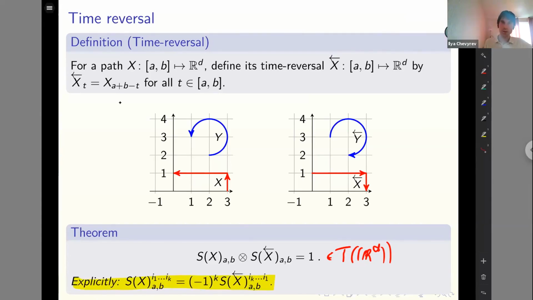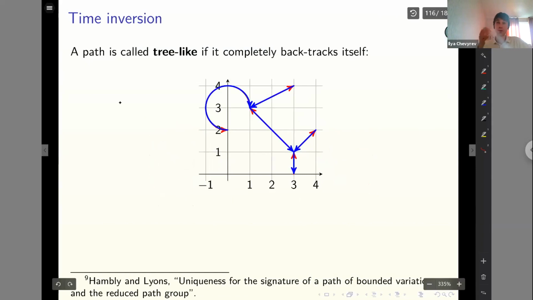Okay, so this is what happens under time reversals. What happens if you combine time reversals with Chen's identity is quite a nice property. This links in with something that I mentioned already a couple of times, this tree-like equivalence relation. We're going to call a path tree-like if it completely backtracks onto itself every time it moves somewhere.